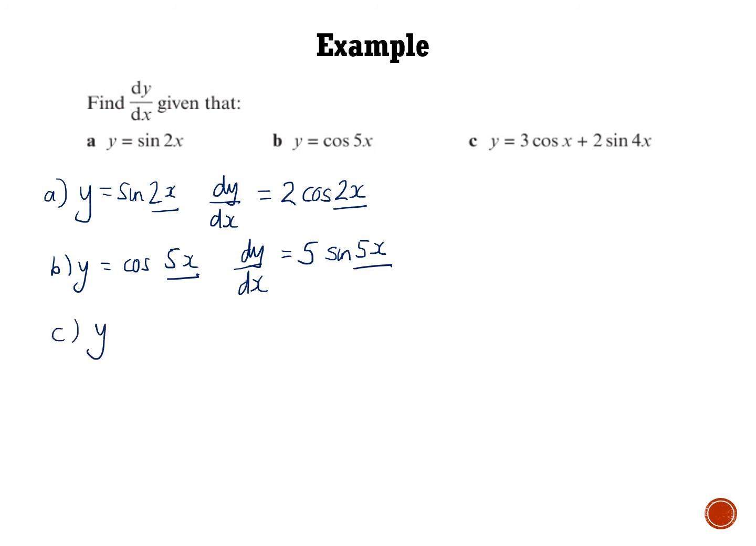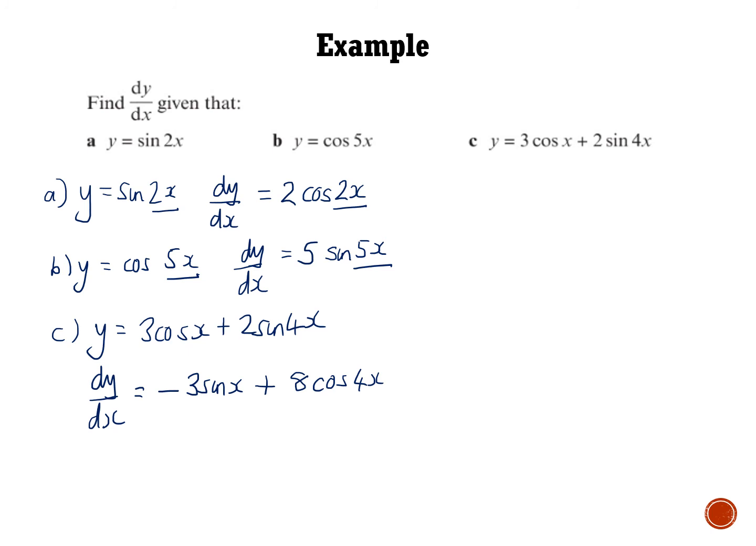Part (c), you know with differentiation, if I've got functions made up of things added together, I simply differentiate each term separately and add them together. 3 cos x, cos goes to minus sin, so I get minus 3 sin x. Plus sin goes to cos, but because I've got the 4 here, I'll get 4 times it. I've already got a 2, so I get 8 cos 4x. Make sure the arguments here and here stay the same.